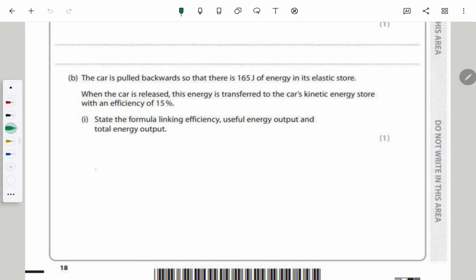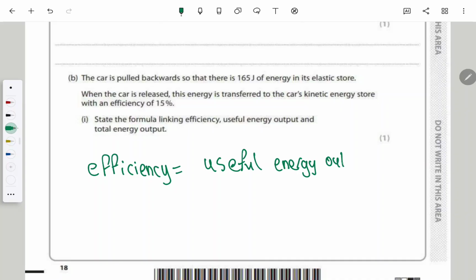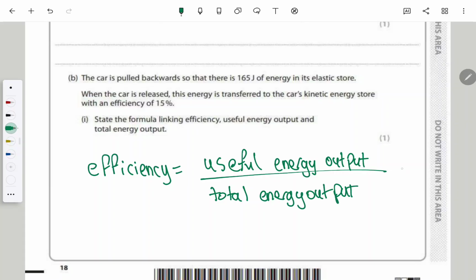And we know that efficiency equals useful energy output divided by total energy output, multiplied by 100%.